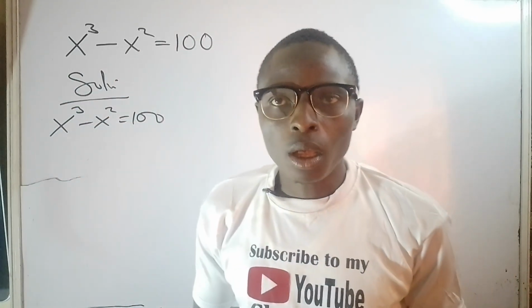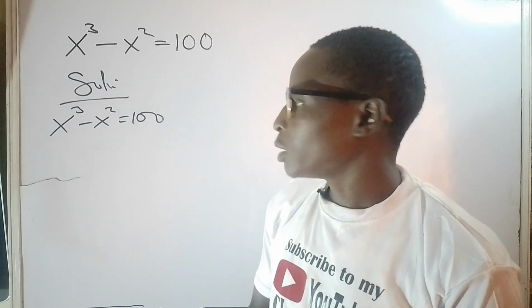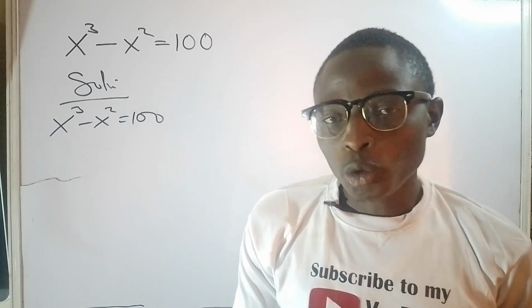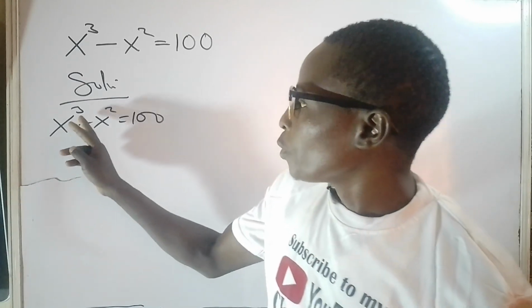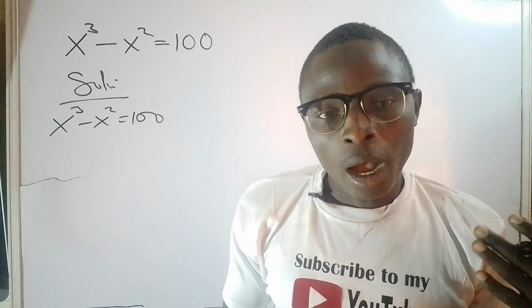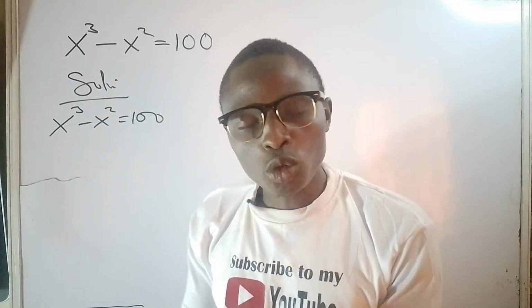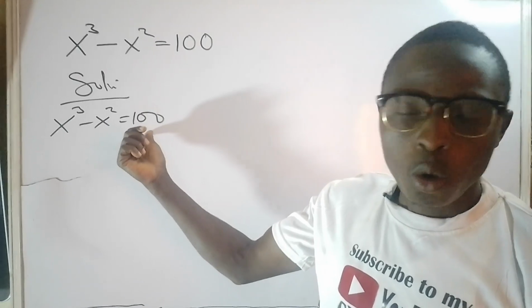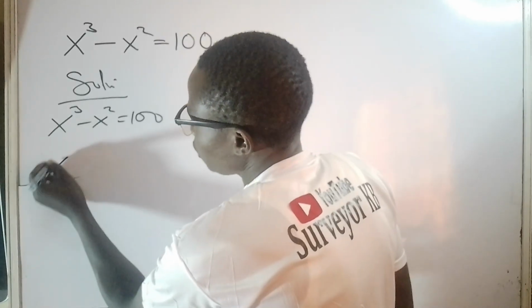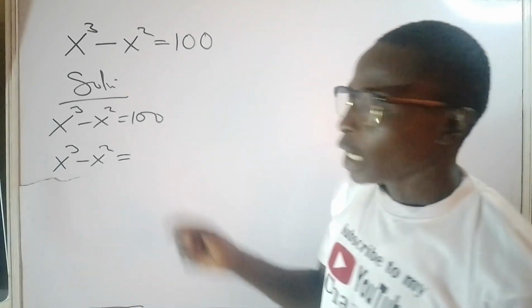So let's consider the equation solution. Since we have only one unknown or variable, which is x, the solution is going to be a little bit easier. What we have to consider is the powers. We have to look for a number whose cube minus its square will give us 100. So x cubed minus x squared is equal to that number.